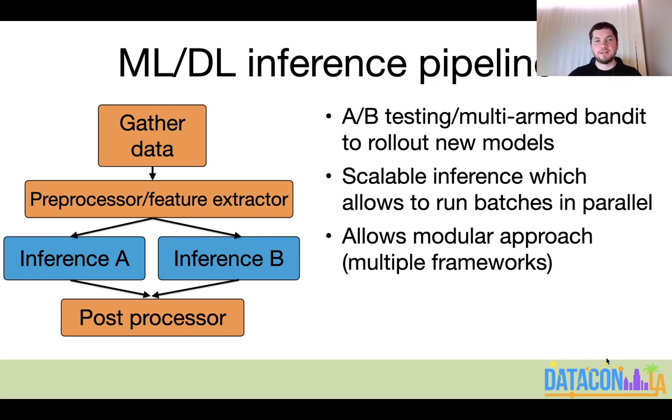If we're using Step Functions, we can use it for different custom logic implementations. It could be A/B testing, where, for example, we want to roll out a new model slowly and make sure that our new model performs better than the old one, or we can use multi-armed bandit logic. Also, it could be used for scalable inference, where we want to batch our predictions together, or if we want to use different modules and different frameworks.